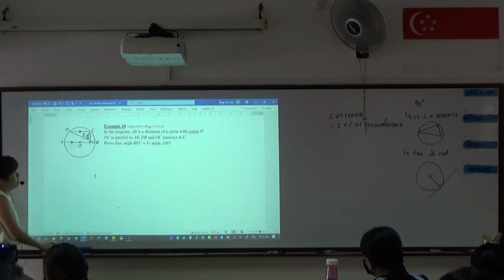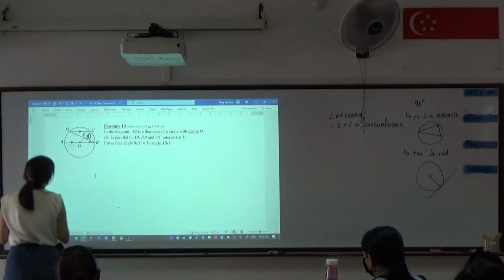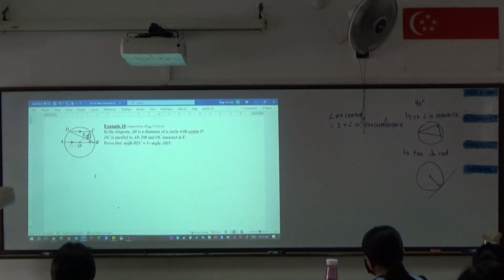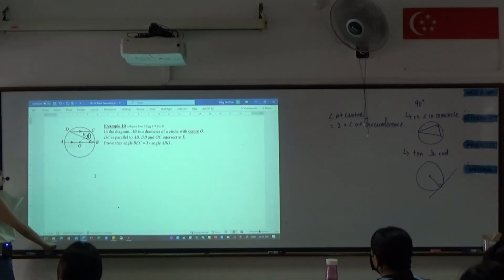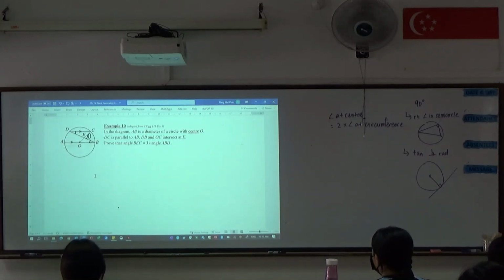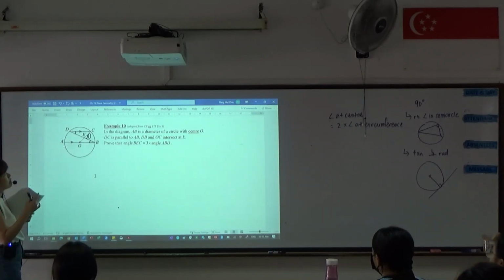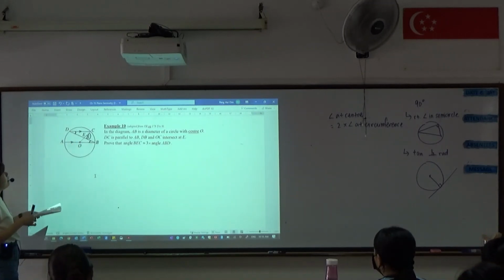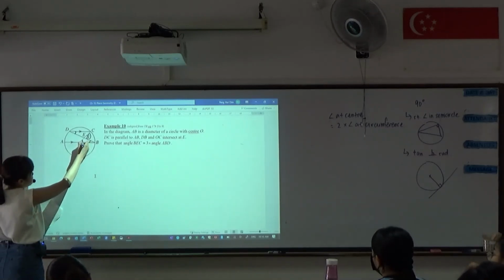Now, other than that, we also know that there are parallel lines. With the parallel lines, we can see a Z shape, we can see our alternate angles. So I know that this angle is equal to this one. At least we know that. We write down the things that we know first. Another thing that we know is the angle BOC, which is an angle at the center.